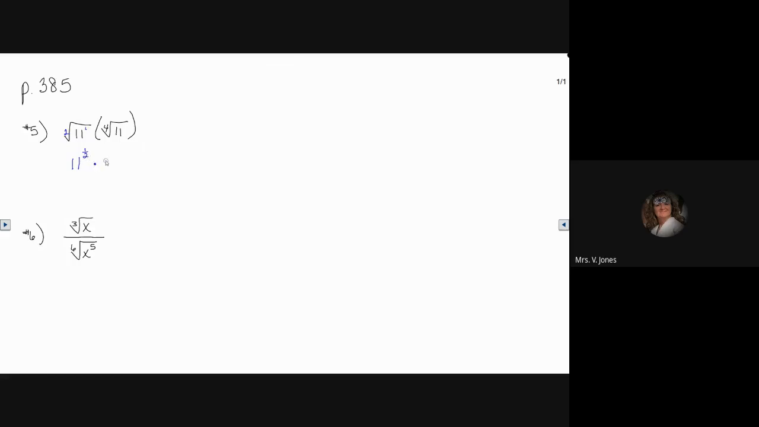And we're going to multiply it by this one. 11 is being taken to the first power, but the 4th root, so we can write that as 11 to the 1/4 power. All right, the next thing is we have like bases that are being multiplied. So when you have like bases being multiplied, you keep the base and you add the exponents.